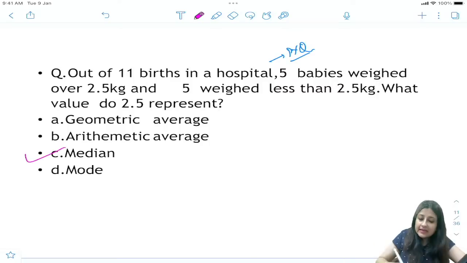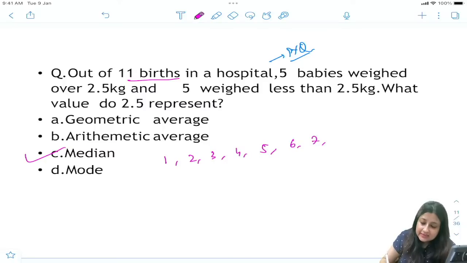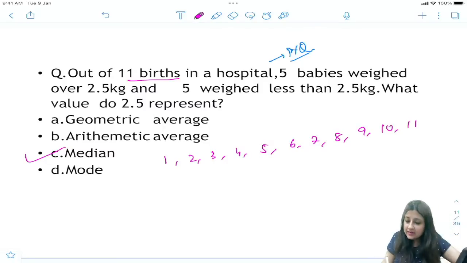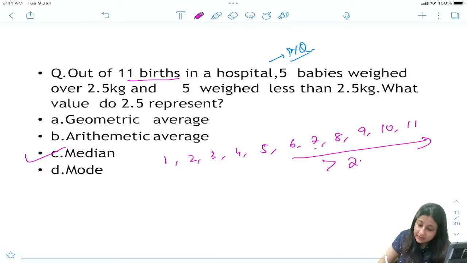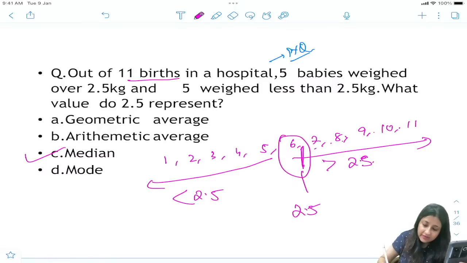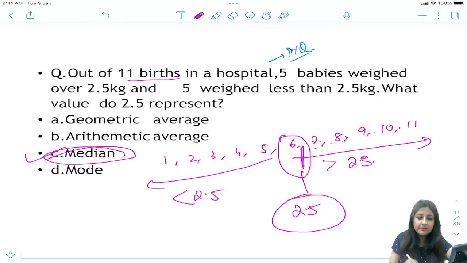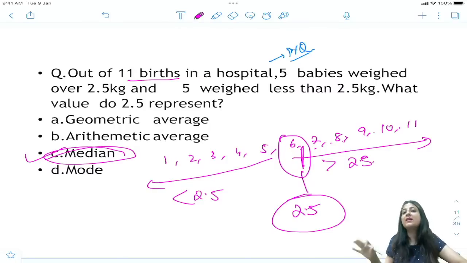Very good. Median. Why? There are 11 births, okay? Suppose 1, 2, 3, 4, 5, 6, 7, 8, 9, 10, 11. So 5 babies are more than 2.5, from here, 1, 2, 3, 4, 5. And 5 babies are less than 2.5. In the middle, we have 2.5, right? So it is clearly saying that this is median. Median is the middle value when data is arranged in ascending or descending order. There's a middle number, 2.5. 5 babies are weighing more and 5 babies are weighing less than 2.5. So what is your correct answer here? Median.